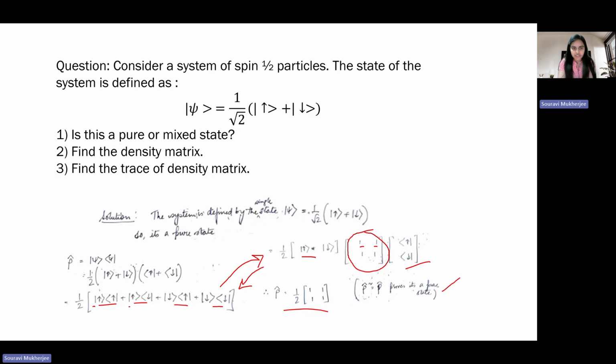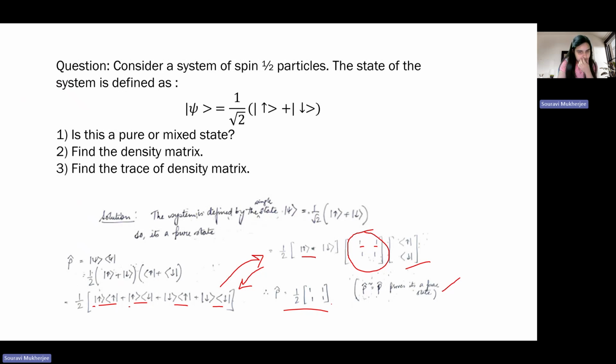How do you find the trace? So trace of the density matrix is nothing but, if you know the matrix now, trace means summation over the diagonal terms, right? So half plus half, which is 1. And anyways, we know from our previous discussions of the properties as well that the trace of a density matrix is always 1, right? So that means the third answer should be 1.